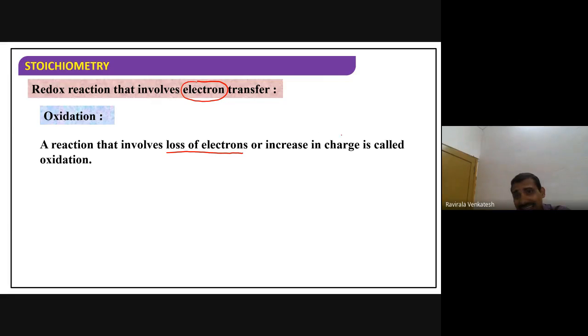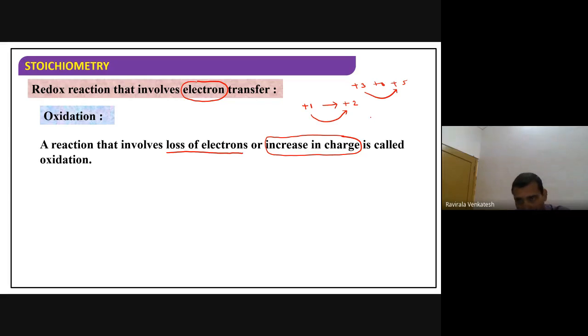Otherwise, you can also say increasing of charge. Increasing of charge is also called oxidation reaction. Now, what is the meaning of increasing of charge? For example, +1 converting into +2. Increasing or not? Otherwise, +3 converting into +5. Charge is increasing or not? Yes. So these reactions are nothing but oxidation reactions. Understood better?